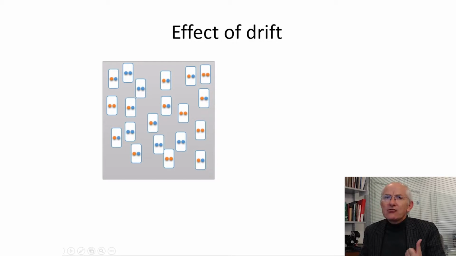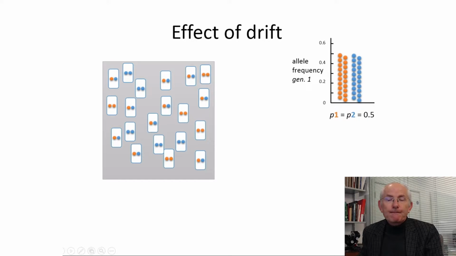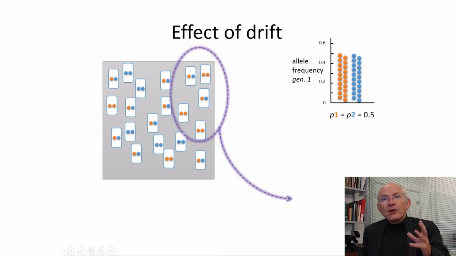Now let's have a look at drift. Here's our favourite population of individuals in Genesville, and you can see that it's not an infinite population. It's a finite population. Its allele frequencies at the starting point are equal. It has two alleles at one locus, and they're both present at equal frequencies, 0.5. And although it's a small population, we can take a small sample from it to produce our second generation.